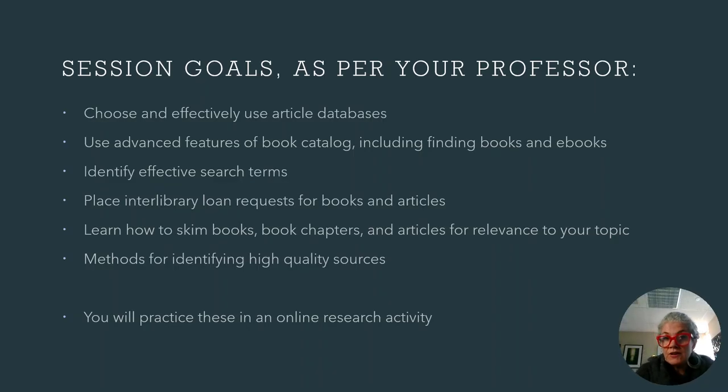and use the library's article databases, how to use the book catalog to find books and ebooks, how to find search terms for your topic, because that can really change what kind of results come back in all of these tools, how to place interlibrary loan requests for materials that the library doesn't have on site or online, how to identify whether a book or article will be relevant without reading the entire thing, and how to evaluate the sources that you find to see if they are high enough quality to use in this paper.